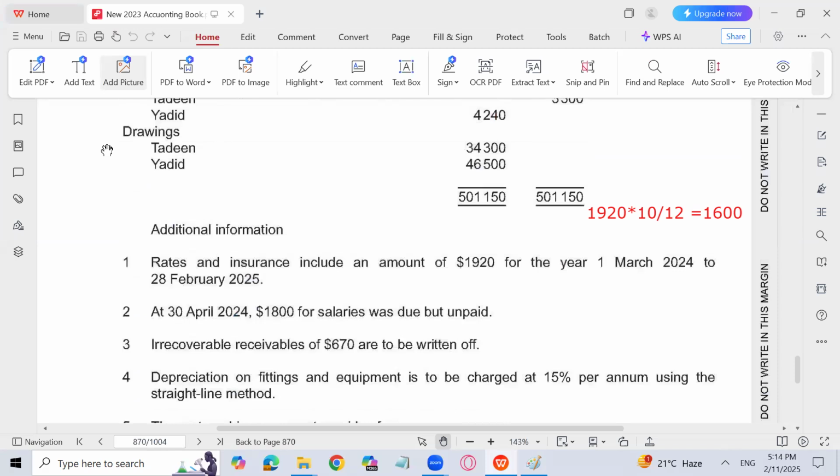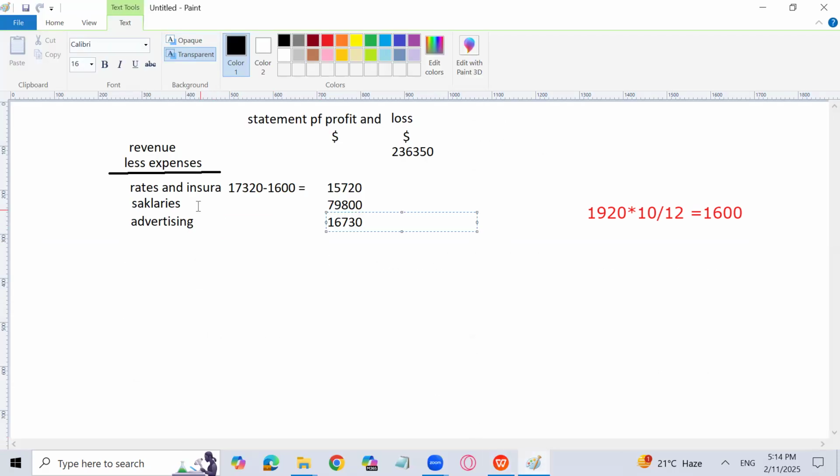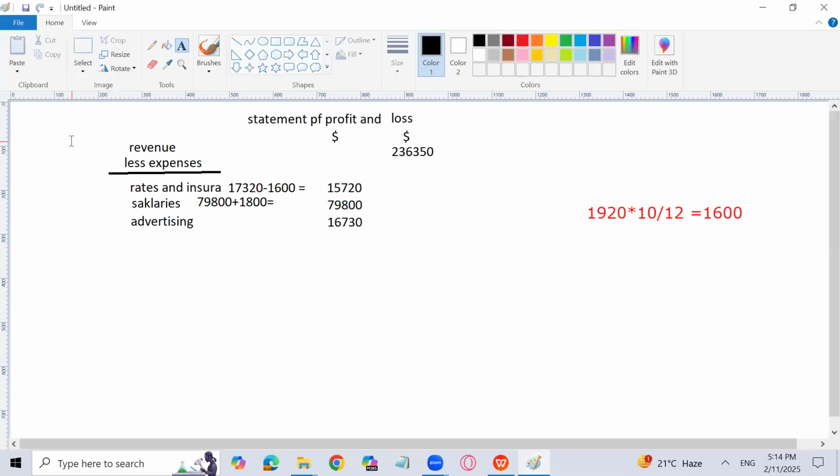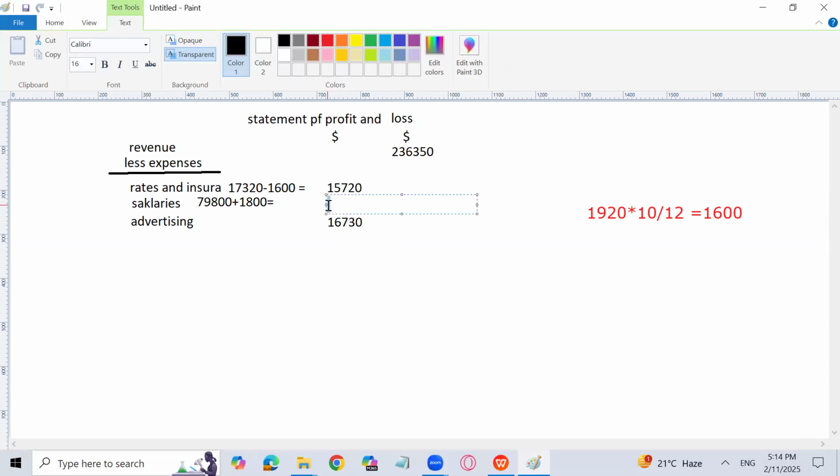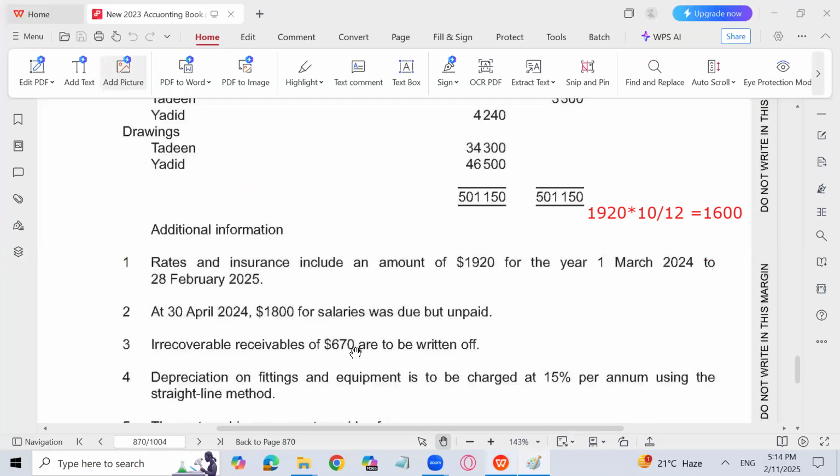Let me see if some salaries are due actually. Salaries are due but unpaid, so I have to add 1800 in salaries. So I will write 79,800 plus 1800, because salaries are unpaid, accrued, owing, due. So it needs to be added. It will also be shown as a current liability in the statement of financial position. So what is the amount? 79,800 plus 1,800, 81,600.